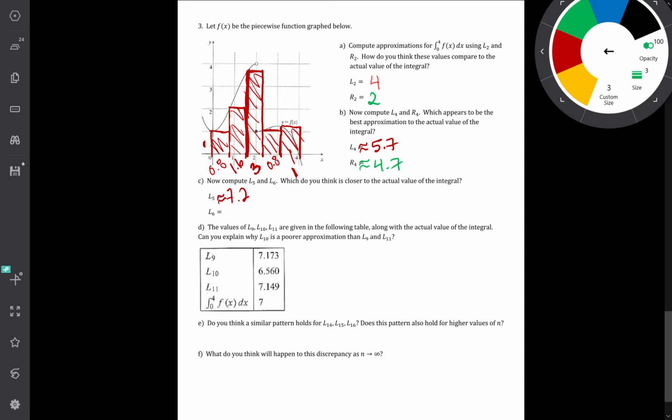If we do the same thing, only we want 6 rectangles. Okay, I'm going to go ahead and erase. I don't think I can keep track with that much scribbling going on. Now we want each rectangle to be, what are we doing, 4 over 6, which is 2/3. So we're going to go to 2/3, and then we're going to go to 4/3, and then we're going to go to 2. And then we're going to go to 2 2/3, and then we're going to go to 3 1/3, and we're going to go to 4.